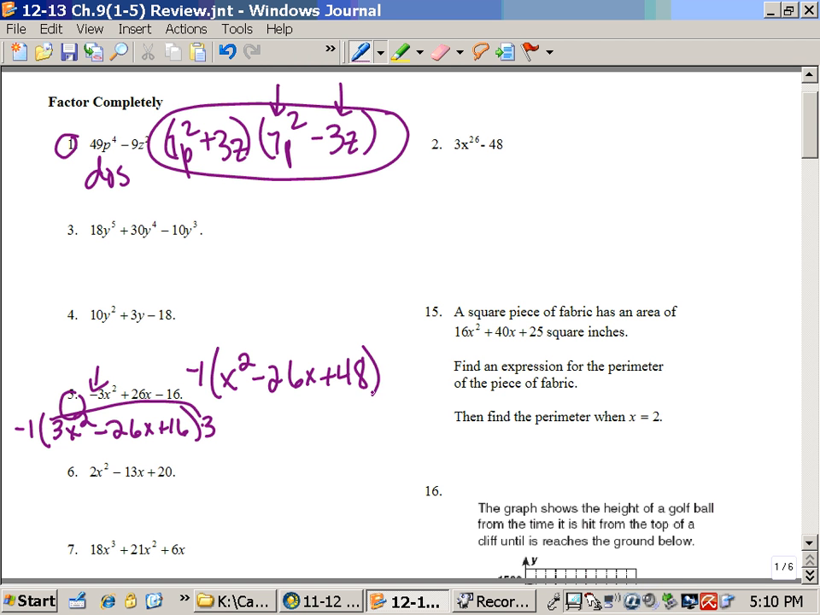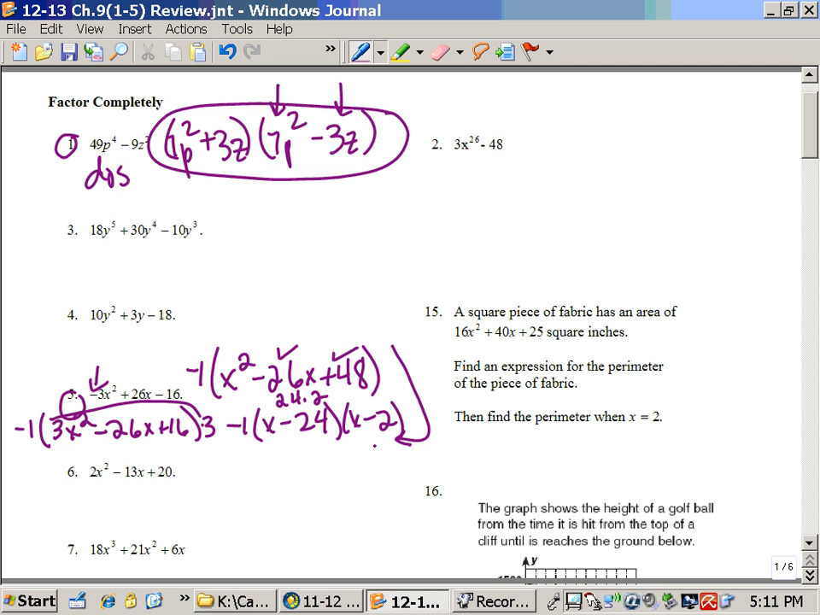Now I'm trying to think of two things that multiply to give me 48 and add to give me -26. That would be 24 times 2. So now I have -1 times x minus 24 and x minus 2. They both need to be negative so that when I add them together, they add to give me -26 and multiply to give me positive 48.